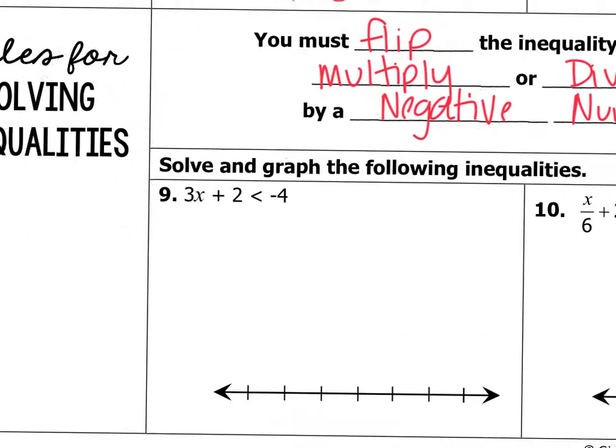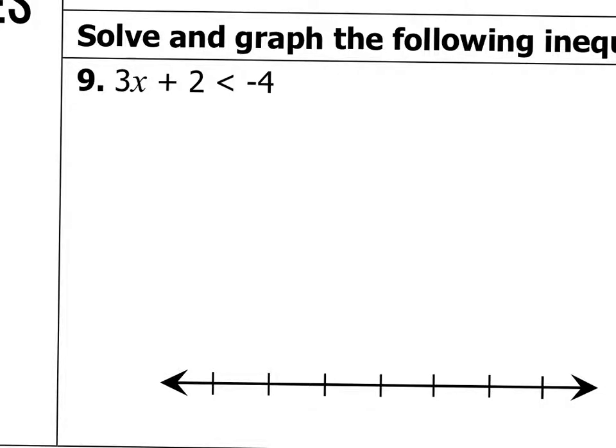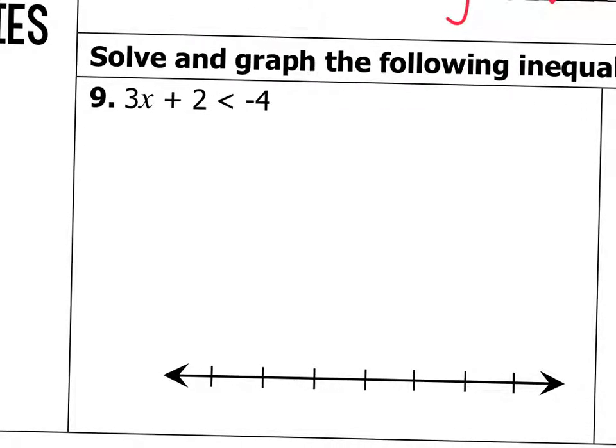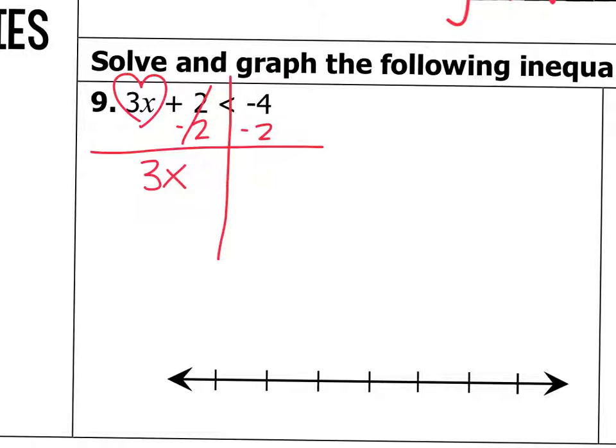So let's go to the very first question right here. So let's go to number 9. You can't see that. All right, and we're going to do the heart method. So here's my heart. Okay? Inside of the heart, is there a negative number? No, so you don't have to worry about flipping it. So I'm going to draw my line, subtract 2 from both sides. This part should be easy for you. So I have 3x is less than negative 6. And then how do I get rid of a times 3? Divide by 3. So I get x is less than negative 2, and that's my answer.